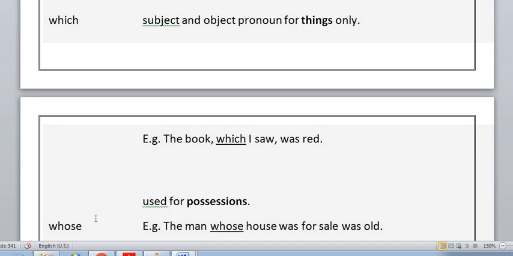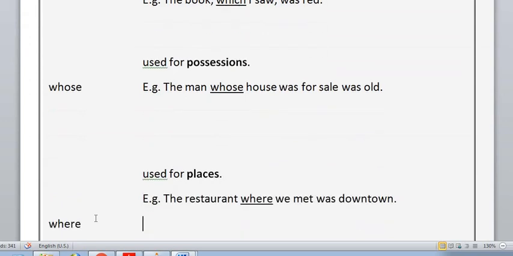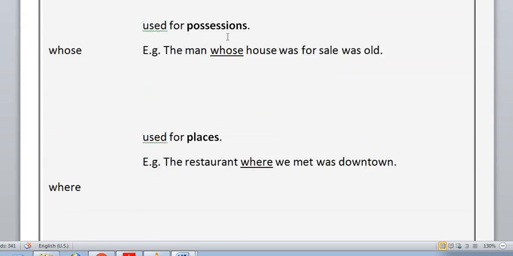All right. The next one, whose. This is for possessions. When you own or possess something, this is possession. Like the man whose house was for sale was old. So this is whose house. It refers to the owner, the man, and this is his stuff that he owns or possesses, the house.